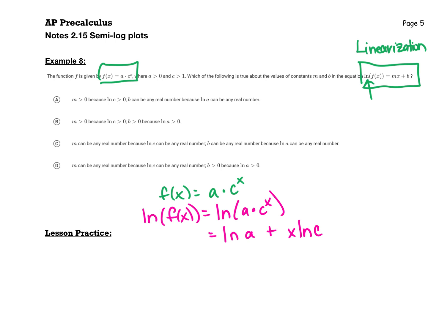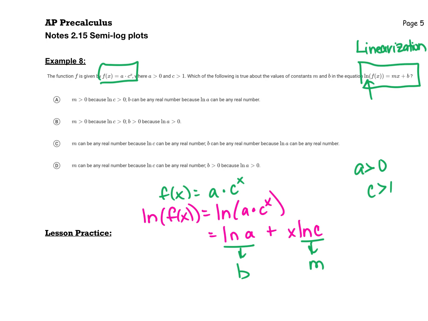So what's my slope? ln of c. And what's my y-intercept? ln of a. Okay? So now I know. I also know that a is greater than 0 and c is greater than 1. All right? They told me that from the get-go. Right? So now let's look at our statement. On the first one, the slope is greater than 0, m is greater than 0, because the natural log of c is greater than 0.